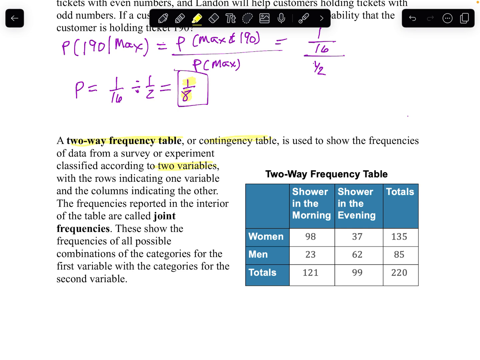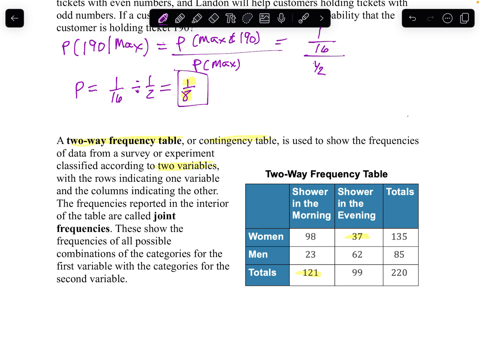It doesn't matter how you put the rows and columns because this is not independent and dependent. So you might get a different answer than I might have, because you might have them flipped around, but you can still be correct. Now, the frequency reported in the interior are called joint frequencies. So, for example, you got to ask yourself, what does 37 mean? Well, 37 is the number of women who shower in the evening. And then 121 is the number of people who shower in the morning.